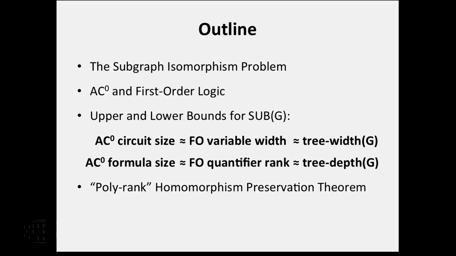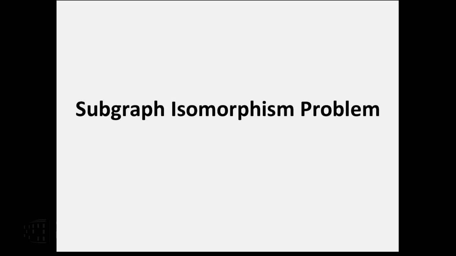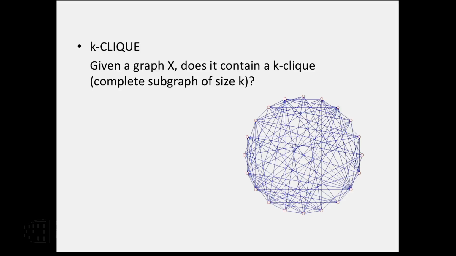And then finally, I'll discuss a really neat connection between these circuit lower bounds and a result in finite model theory. So let me start off by defining the subgraph isomorphism problem. And I'll begin with two important examples. The first is the k-clique problem. Here, k is some fixed parameter, and we're given as input a graph x. The question is, does it contain a k-clique, a complete subgraph of size k?